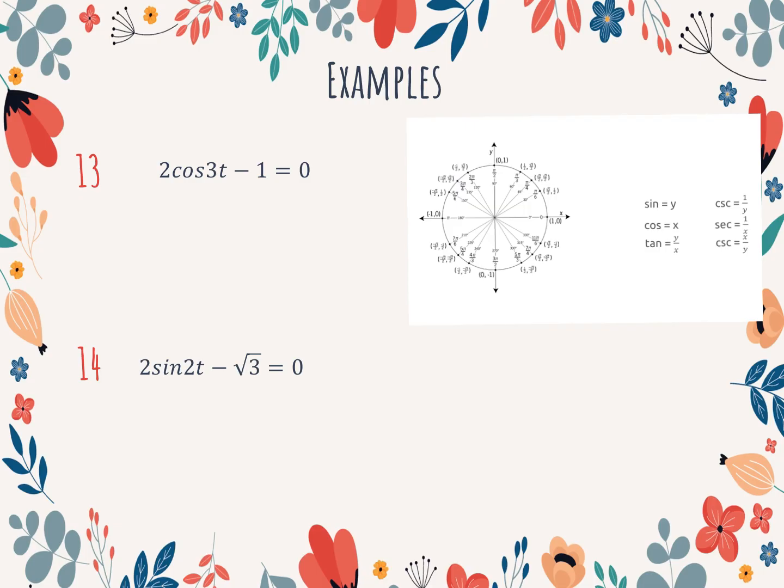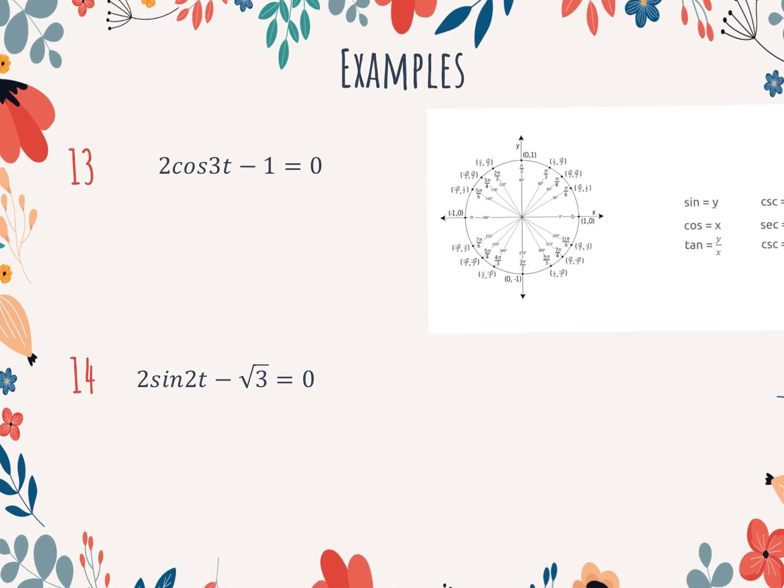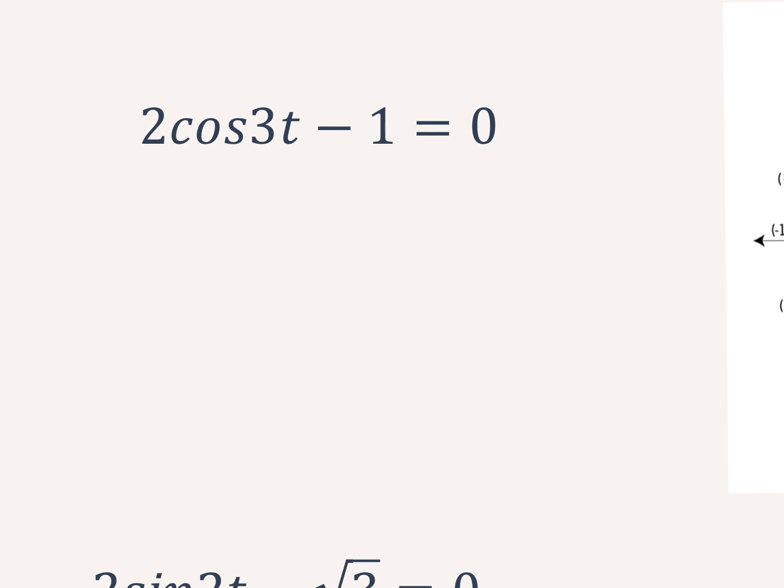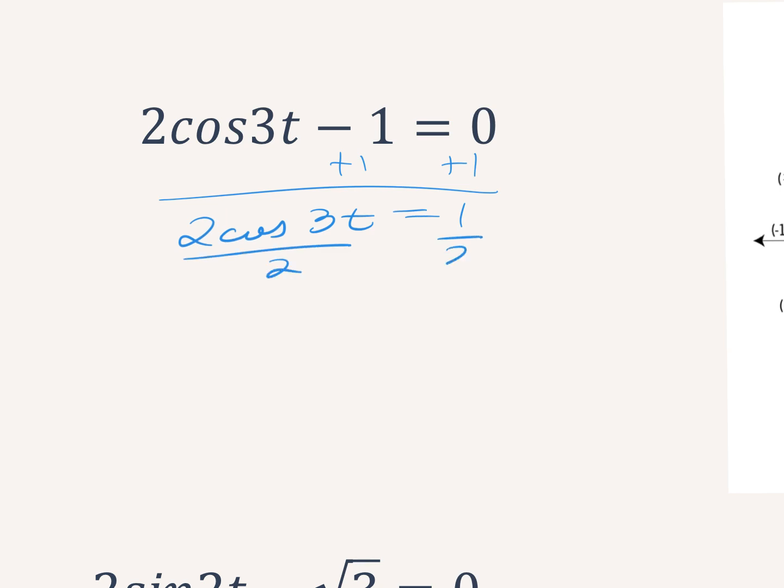Okay, so this one, notice this time there's a coefficient in front of that variable, but we're still going to isolate that cosine, and then what we're going to use is that 3 at the end. So let's go ahead and isolate the trig function first. So I'm going to add 1 to cosine 3t equals 1. Got to divide by 2. And cosine 3t is equal to 1/2. Now I'm not going to use this 3 until the end.